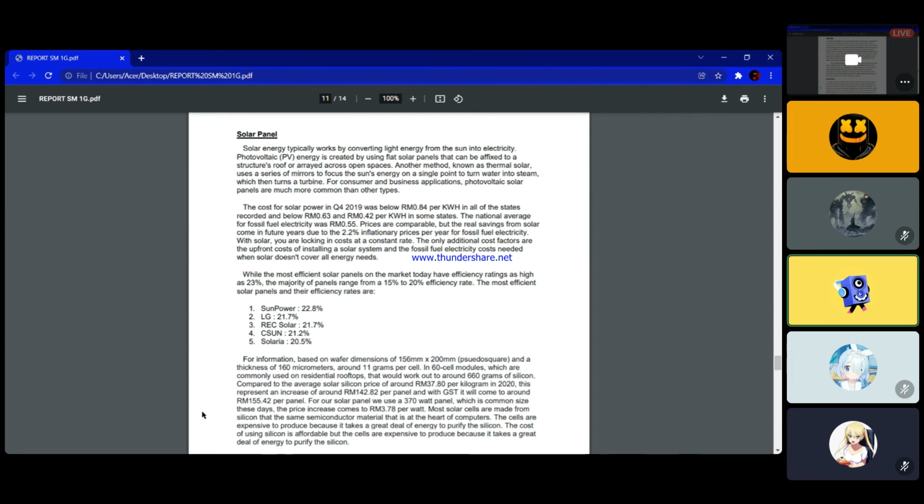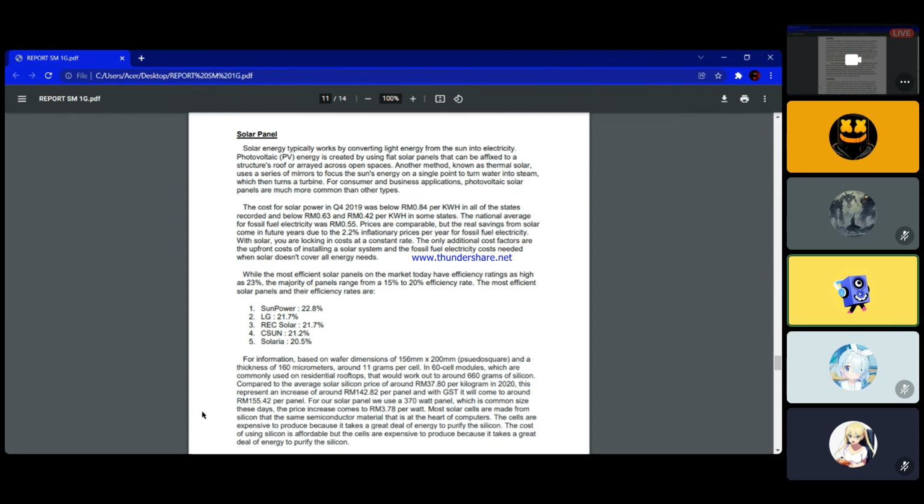Photovoltaic solar panels are much more common than other types. The cost for solar power in 2019 was below 44 cents per kilowatt hour in all of the state records, and below 63 cents and 42 cents per kilowatt hour in some states. The national average for fossil fuel electricity was 55 cents.